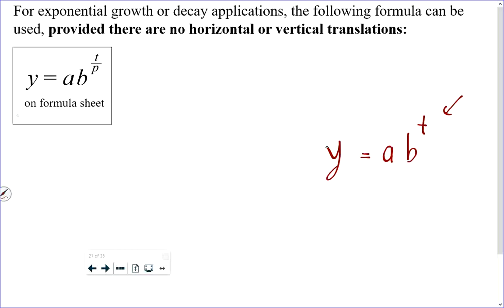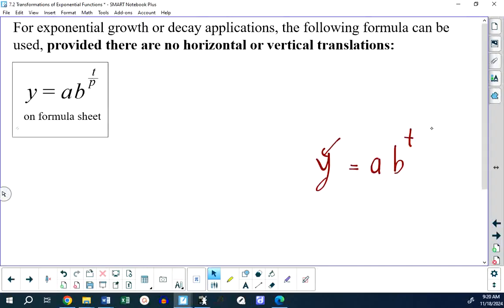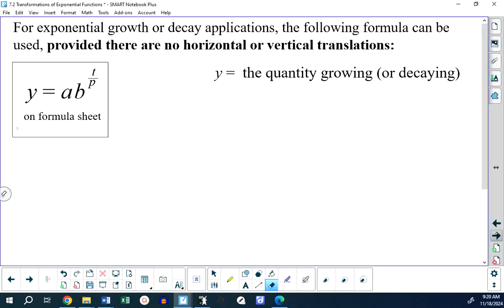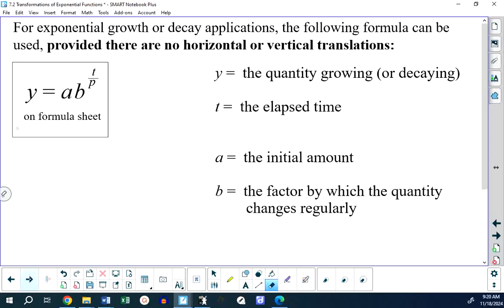So now we have something different. We now have another parameter, and it's P. Let's go through this. Y is the quantity growing or decaying, and T is the elapsed time. T is no longer how many times B happens. It's just the time. A is the initial amount, which we said before. B is what I call the factor of change.